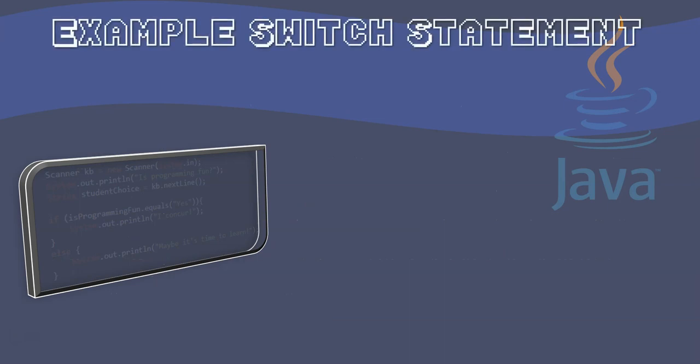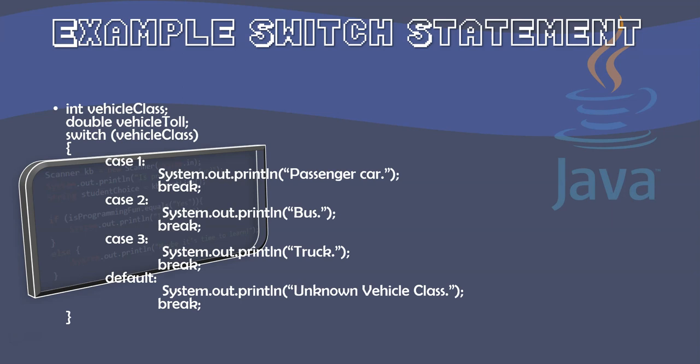So let's look at this with an example to actually make some sense of it. In here I have two variables: int vehicleClass and double vehicleTotal. I have a switch on vehicleClass, and you can see that's my controlling expression right there. Then I have case 1, case 2, case 3, and a default case. Each of these is just printing something: passenger car, bus, truck, unknown vehicle class. You'll see there are break statements in here as well, and we'll talk about that in just a second.